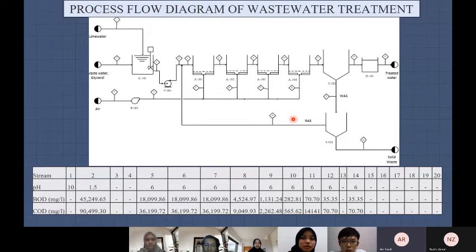So this is the process flow diagram for wastewater treatment. We go to the equalization tank to neutralize the pH by adding lime water. Then we go through 4 aeration tanks to oxidize the organic matter. Then the wastewater goes to the primary clarifier to sediment the biomass and also recycle it. After that, the wastewater goes to chlorine disinfection to reduce the pathogens, and then the water is treated.